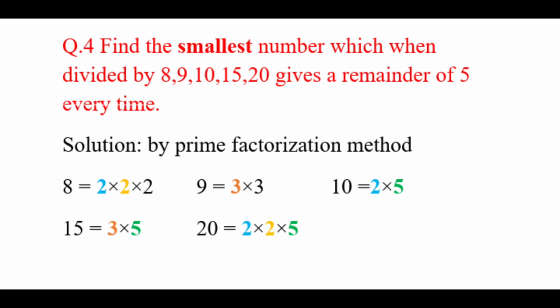Question number 4 is, find the smallest number which when divided by 8, 9, 10, 15, 20 gives a remainder of 5 every time. So by the prime factorization method, first of all calculate the factors for the given numbers. 8 is equal to 2 2s are 4, 4 2s are 8, 9 is equal to 3 3s are 9, 10 is equal to 2 5s are 10, 15 is equal to 3 5s are 15 and 20 is equal to 2 2s are 4, 4 5s are 20. Now choose the common factors.